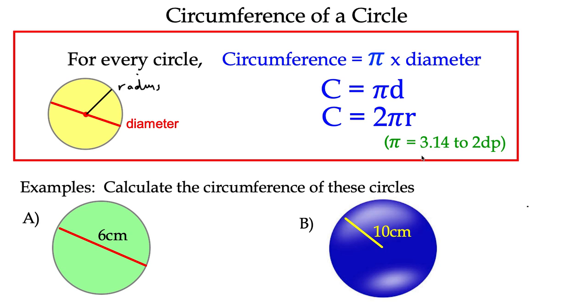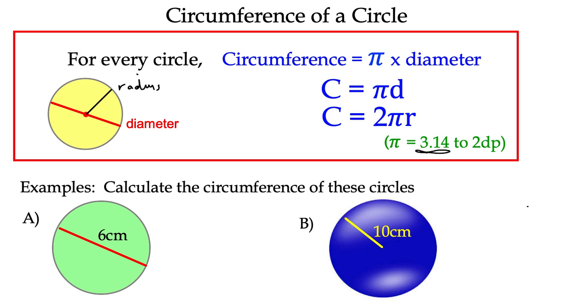Okay. Generally, we use 3.14 as our working value for pi, to 2 decimal places. Don't use any less than that. Don't use 3.1. You could use more decimal places, but that's the one we normally use. So let's quickly go on to work out some problems.